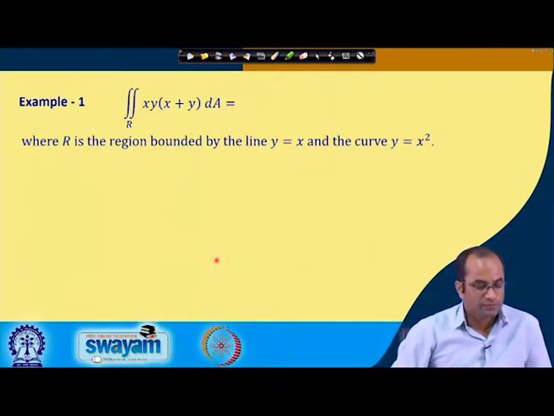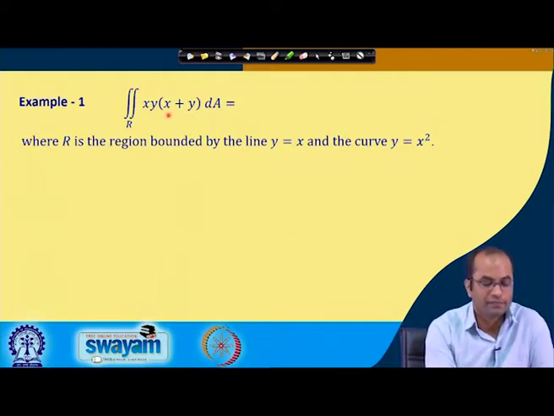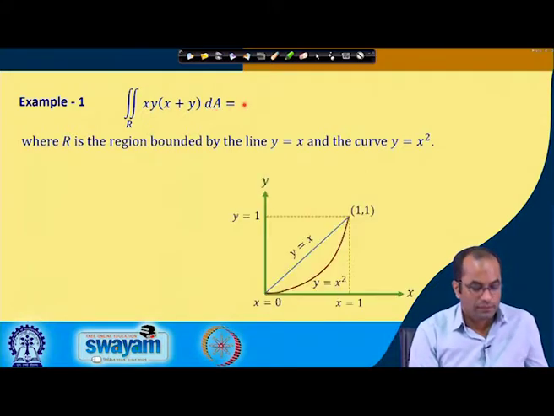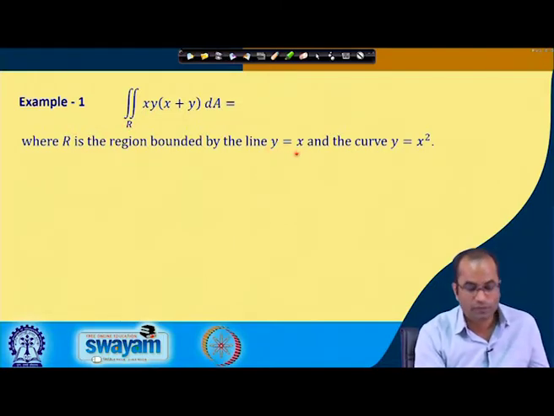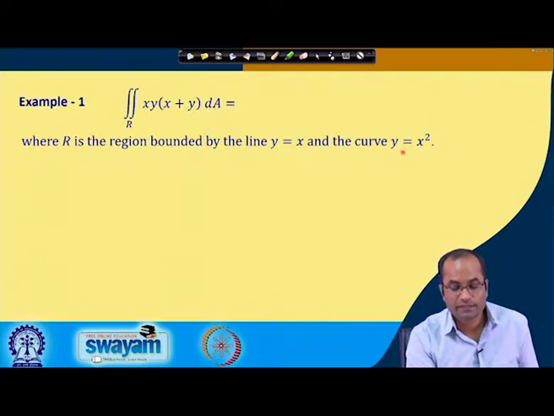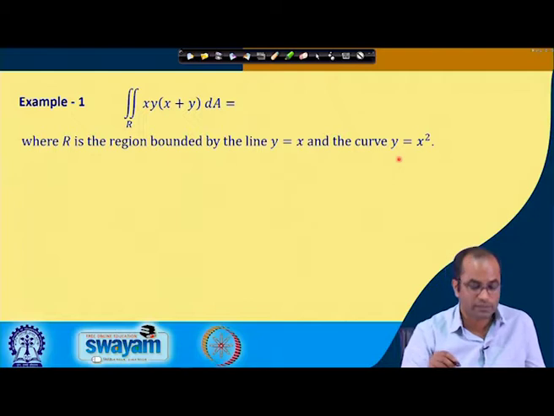So, in the first example we have the integrand x y multiplied by x plus y dA, and we will compute what is the value here. This region R is bounded by the line y is equal to x and the curve y is equal to x square. So, we have this line here and the parabola y is equal to x square.